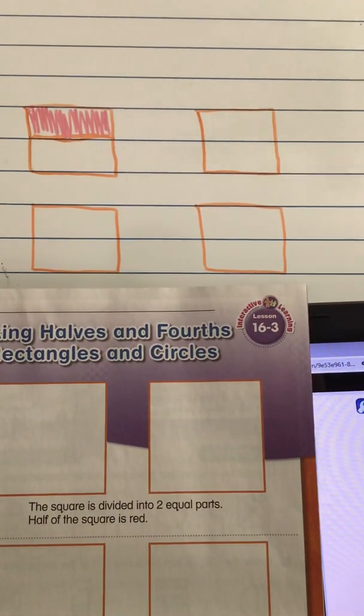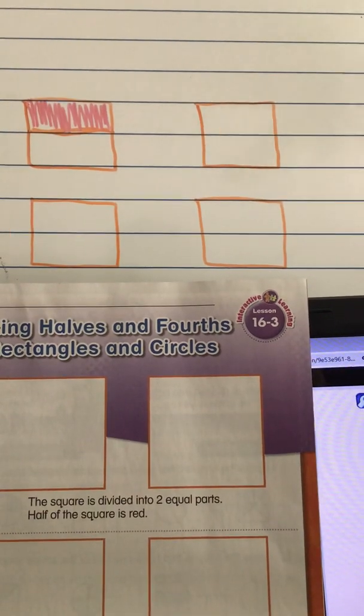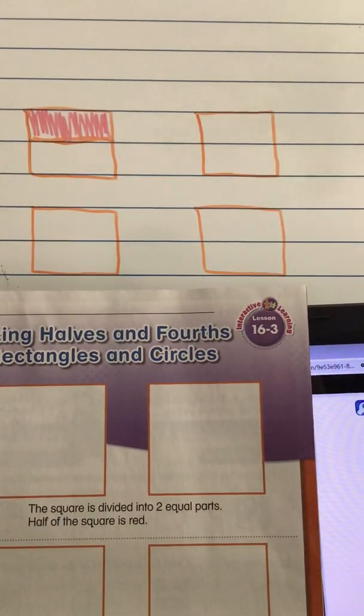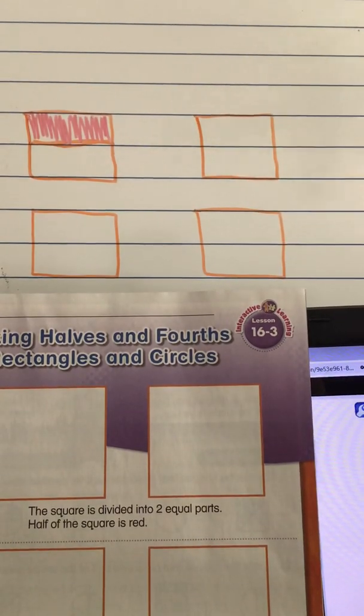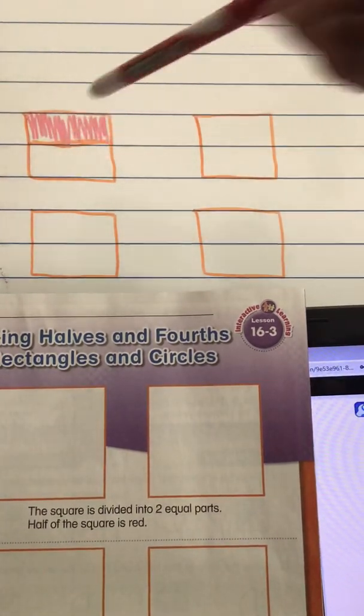Now we can say that half of that square is red. Half means 1 part out of 2 equal parts. So half of the square is red.